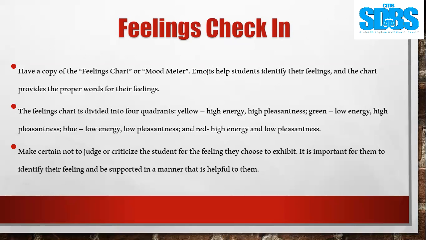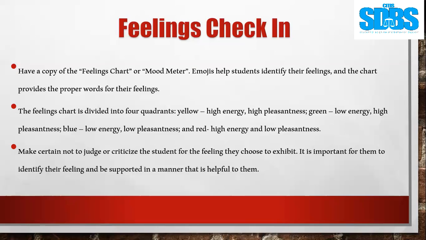The blue quadrant represents low energy, low pleasantness. And the red quadrant represents high energy, low pleasantness. And so if you've got a student in red, a student who is about to go into crisis, you want to attempt to bring them down to blue, quite possibly to green.